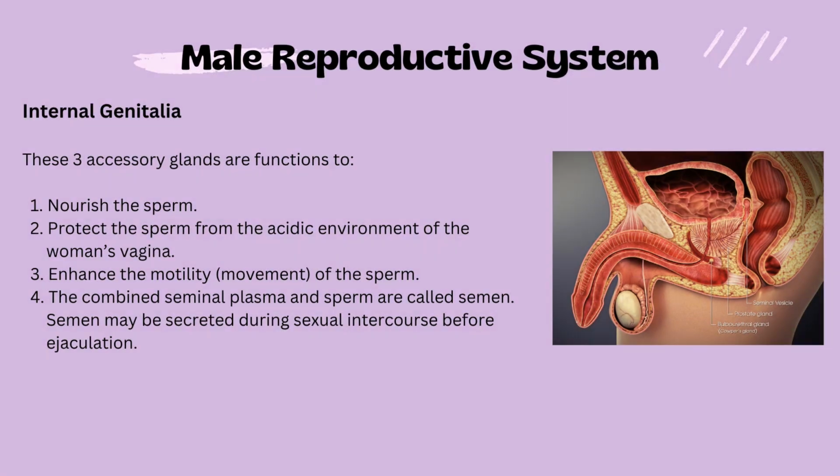These three accessory glands have functions. First, nourish the sperm. Second, protect the sperm from the acidic environment of the woman's vagina. Third, enhance the motility, or movement, of the sperm. The last one is to combine seminal plasma and sperm, called semen. Semen may be secreted during sexual intercourse before ejaculation.